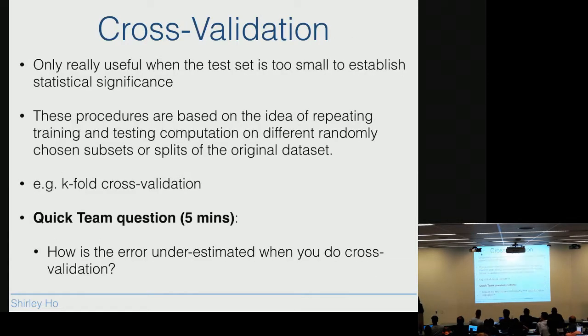Okay, now that was that part. We have cross-validation. So do people know about cross-validation? More or less? No? There are only a few hands, so I'm going to quickly run through it. It's only really useful when a test set is too small. You might not have heard of it because you never have small test sets where you need to establish statistical significance. So what you do is repeat the training and testing computation on different randomly chosen subsets. It's kind of like jackknifing, for those who do statistics. There's something called k-fold cross-validation, but this underestimates the error by a little bit. You can actually derive how it underestimates the error for a very simple process, like a Poisson process, if you want to do that. Quick team question, which we're not going to do because we're running out of time.